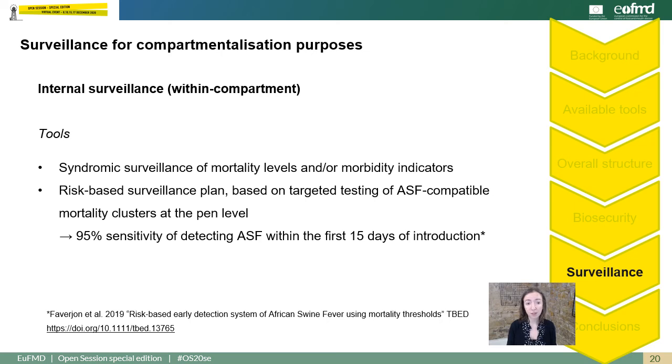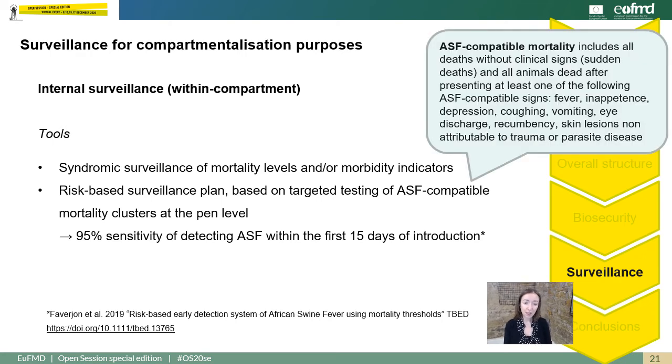Another option is to develop a risk-based surveillance plan targeting ASF-compatible mortality clusters occurring in a barn. This is one approach we assessed in a recent publication published in Transboundary and Emerging Diseases. The idea was to use the fact that ASF is not a highly contagious disease, meaning that the first pigs dying from ASF, once the disease has been introduced in a barn, are likely to be clustered in space, like, for example, in the first infected pen.